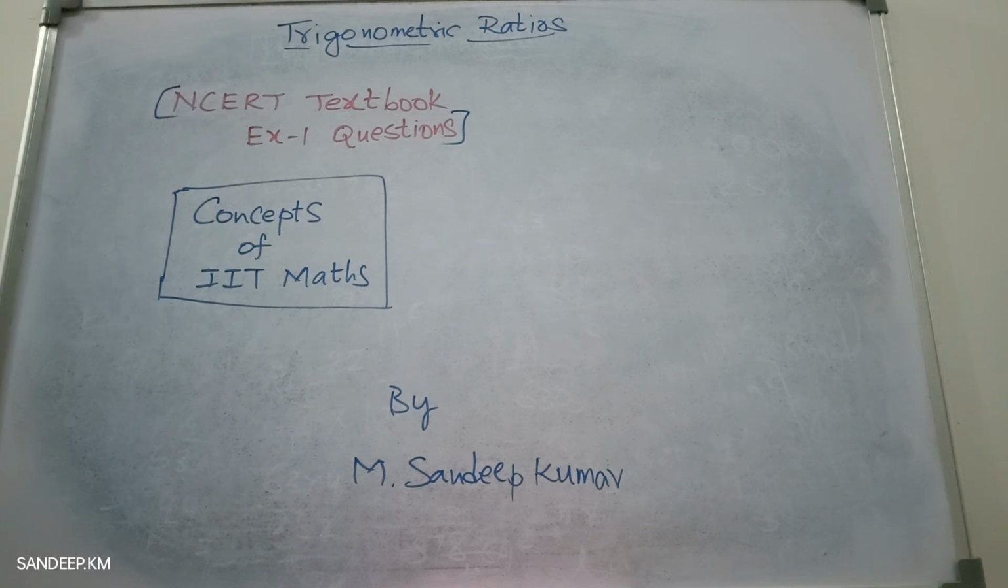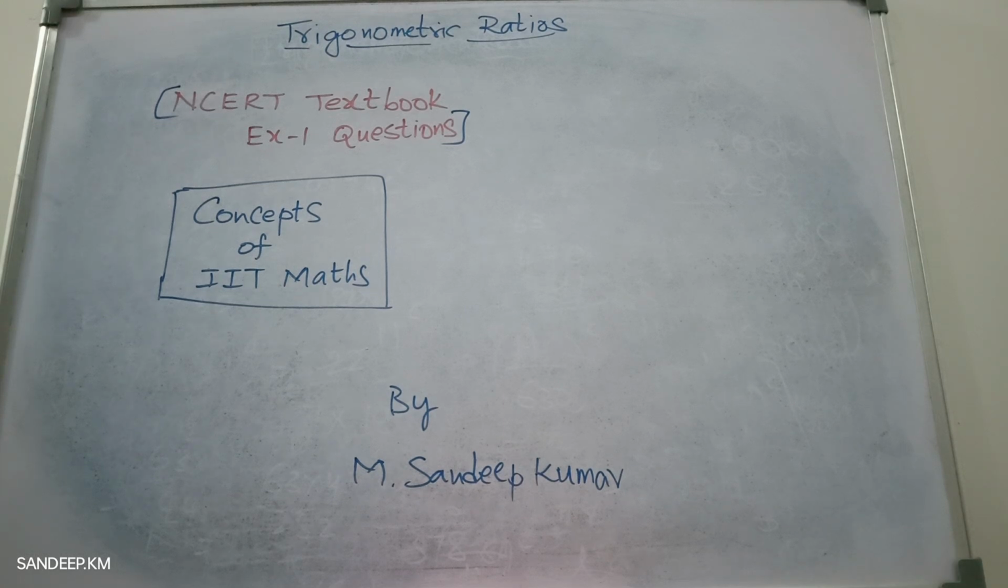We are in the chapter of trigonometric ratios, and in the previous video we have introduced what is an angle, its definition, and what is an angle in standard form, and then we have seen different measures of angles: sexagesimal system, centesimal system, and circular measure, and then how to convert angle in one measure to another measure. So we have seen this in previous video.